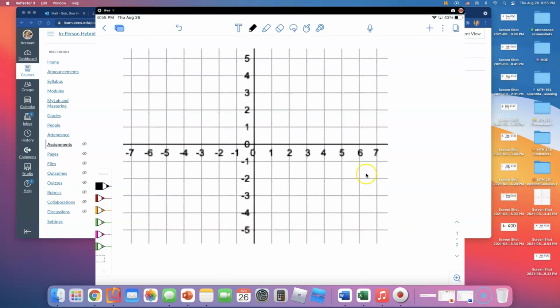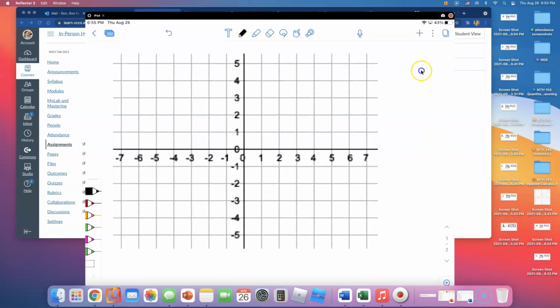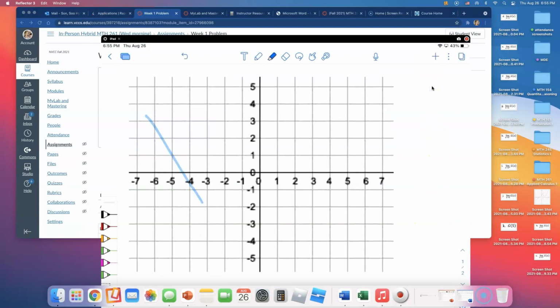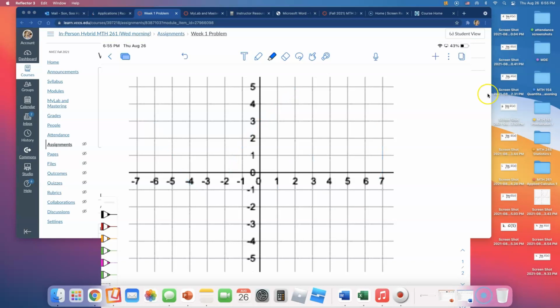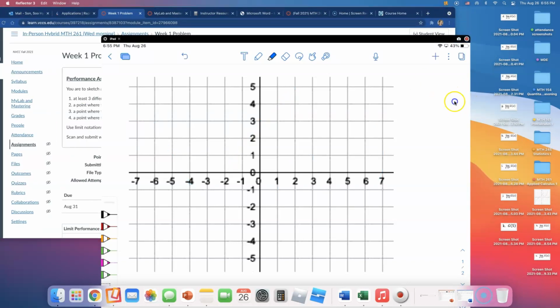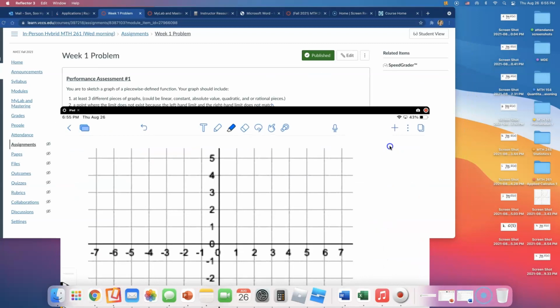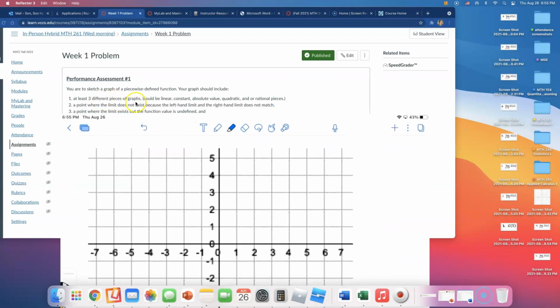So what are we doing for this assignment? I want you to create a sketch, okay? Just come up with something, but it has to have certain conditions. First, I want you to have at least 3 different pieces of graph. They could be linear, constant, absolute value, quadratic, or a rational piece, okay?